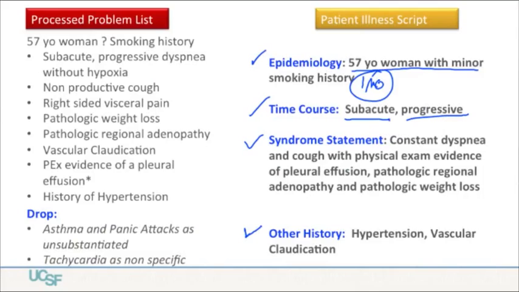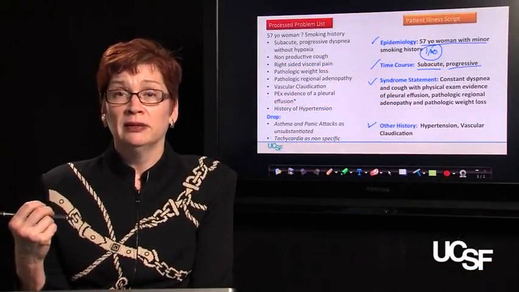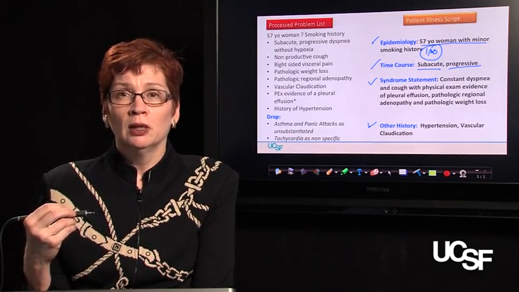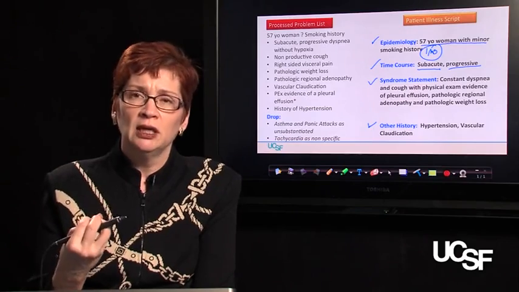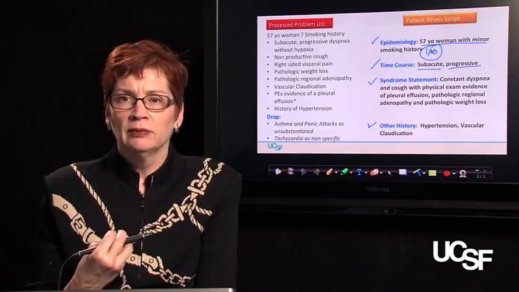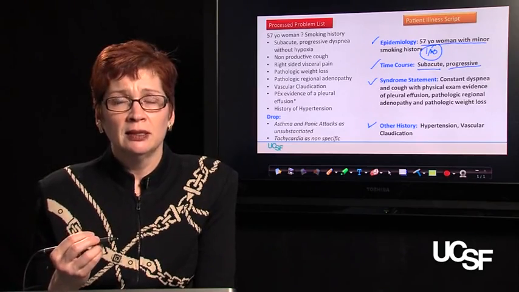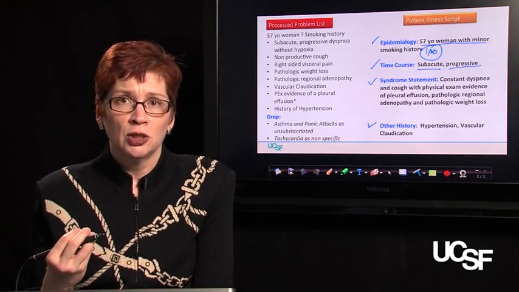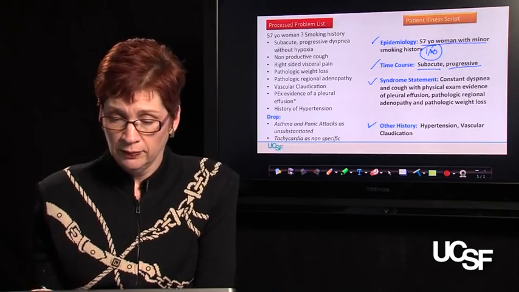And the syndrome statement, this is a woman who's developed subacute progressive constant dyspnea and cough with physical exam evidence of a pleural effusion, pathologic regional adenopathy, and pathologic weight loss. Are you beginning in your mind to say, uh-oh, there's a problem here? And it's much more robust a problem representation than the physicians who diagnosed her with asthma or panic disorder put together. And it may be because the symptoms evolved, or maybe because you've been working hard to be precise about defining the patient's illness script before you launch into a differential diagnosis and avoiding some of the biases that might occur if you just start with a single symptom.